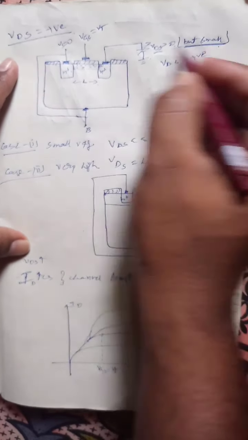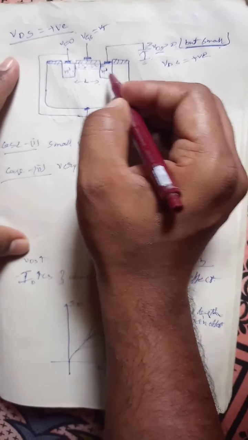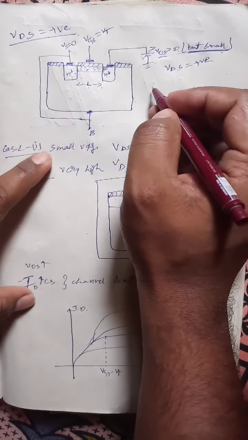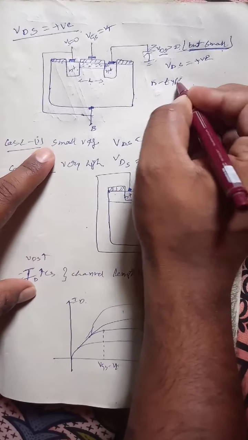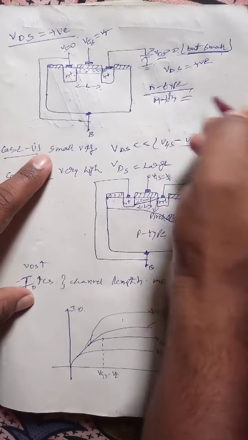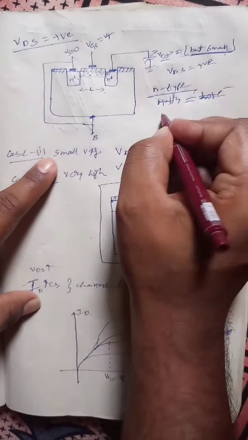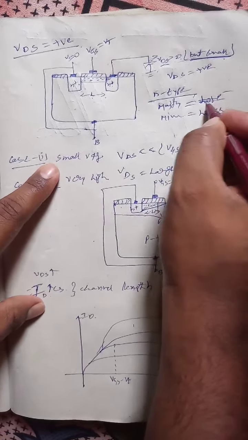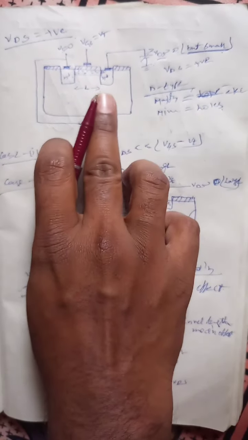When we are giving a positive value to this drain terminal, in this N substrate the majority charge carriers are, I will write here, in N type the majority charge carriers are electrons, and minority charge carriers are holes. So here majority are electrons and minority are holes.